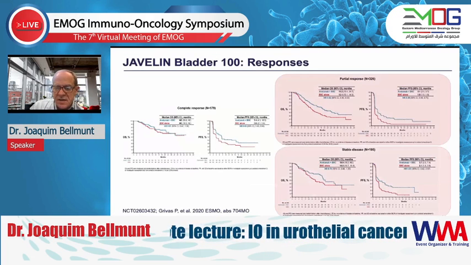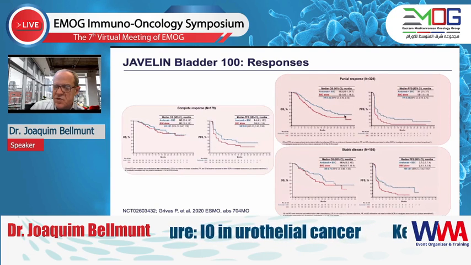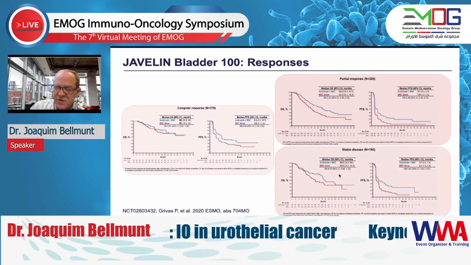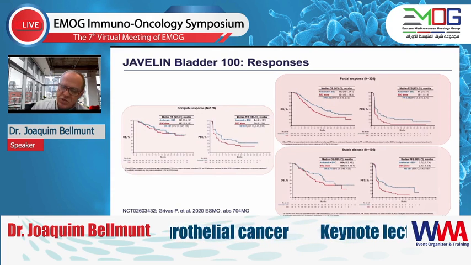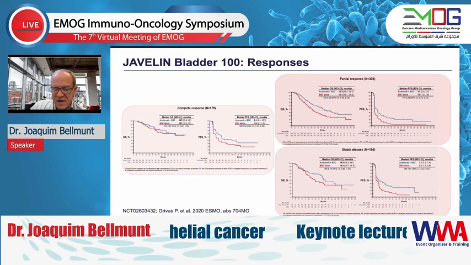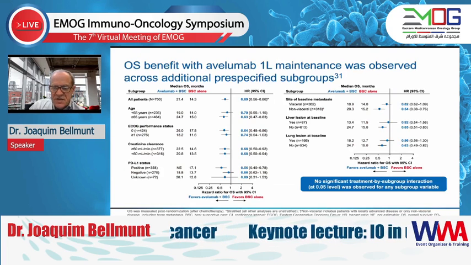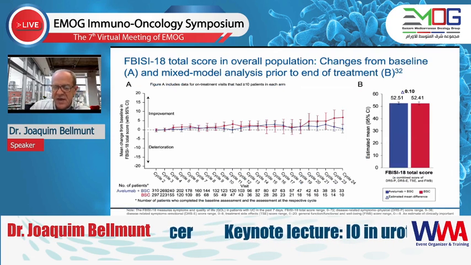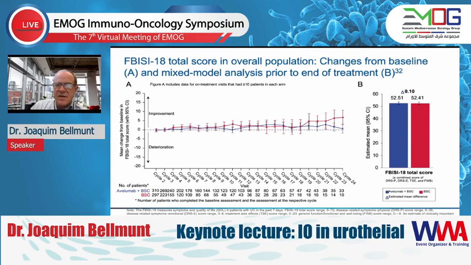Here you can see the survival curves. Obviously, the maximum benefit is seen in those patients obtaining a partial response, less benefit in patients with stable disease, and less in patients obtaining complete response. But this was not a pre-specified or pre-planned endpoint. So here you can see the benefit seen in different subgroups. And one important thing is that giving avelumab as maintenance did not impair the quality of life.